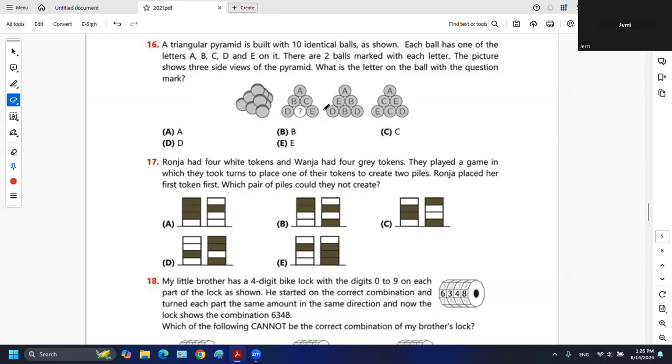Here there is C and C, E and E, B and B, D and D. So here has to be A and A because we have A, we have B, C, E, and D. So the only letter left is A. So here, this one will be A.